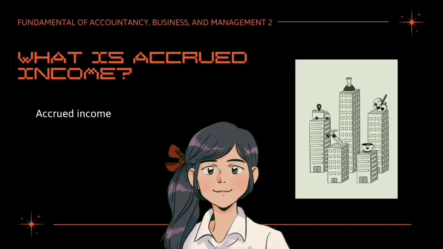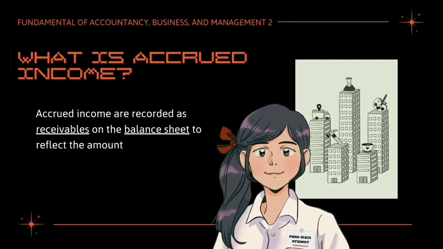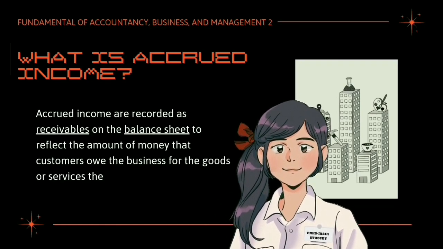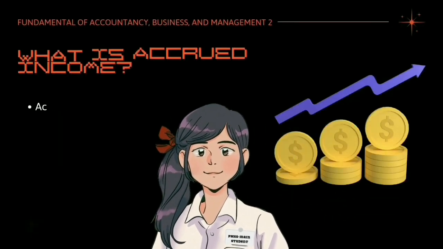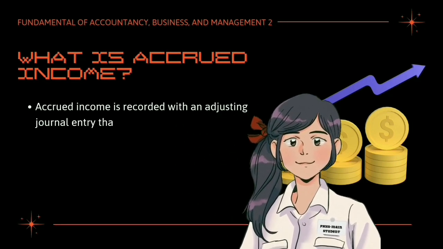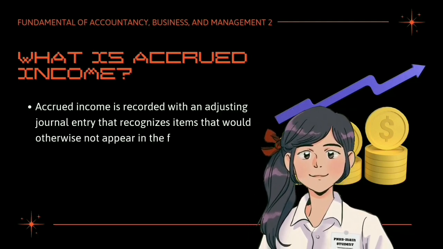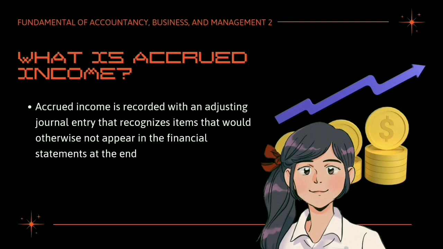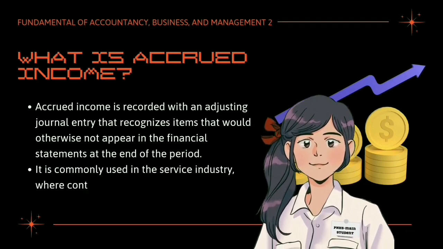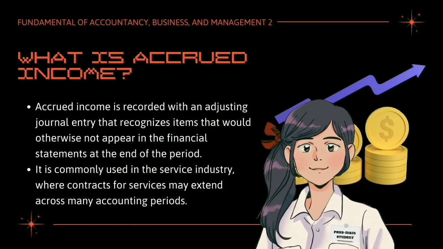Accrued income is recorded as receivables on the balance sheet to reflect the amount of money that customers owe the business for the goods or services they purchase. Accrued income is recorded with an adjusting journal entry that recognizes items that would otherwise not appear in the financial statements at the end of the period. It is commonly used in the service industry, where contracts for services may extend across many accounting periods.